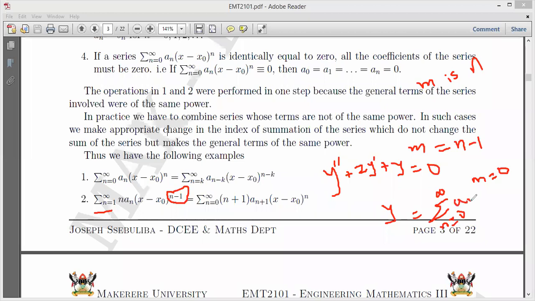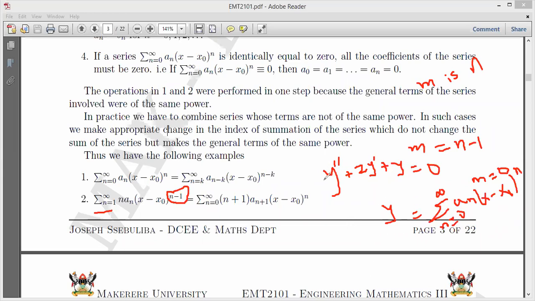This will be a_n, then that will be (x minus x naught) to the n. It means you're going to differentiate this thing twice. You will substitute this and differentiate, that will be y prime. Differentiate the second time, you will substitute it here. Then y itself is this thing here.